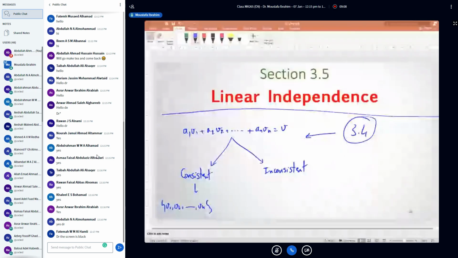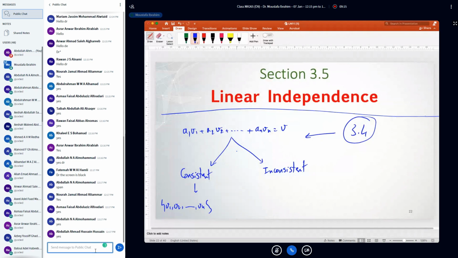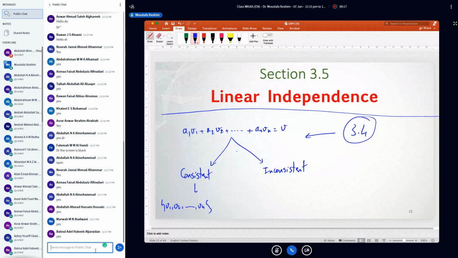Can you see the lecture, guys? Yes, Fatma, please reconnect.